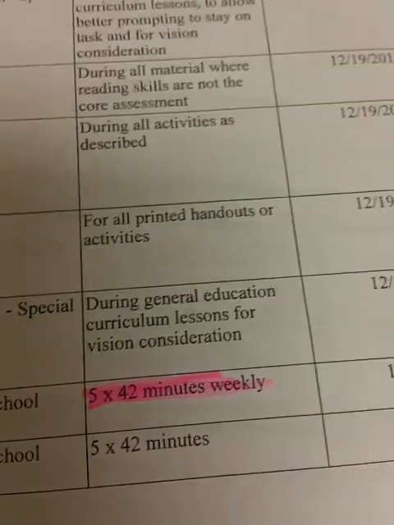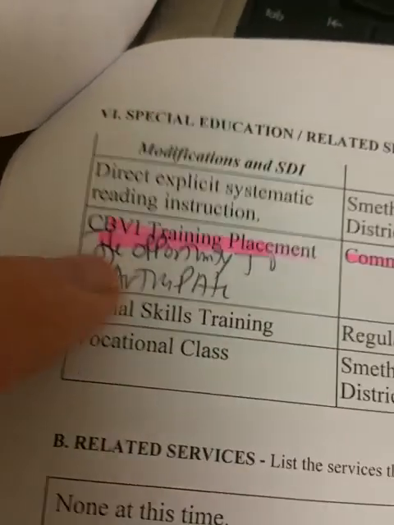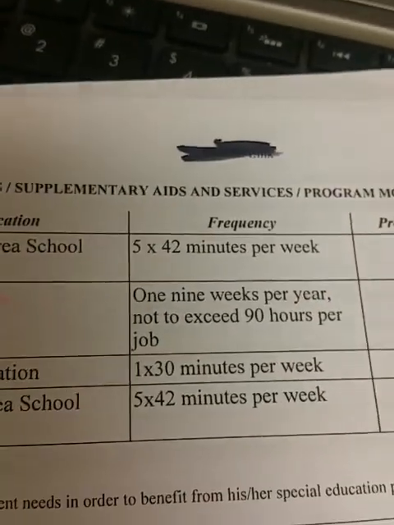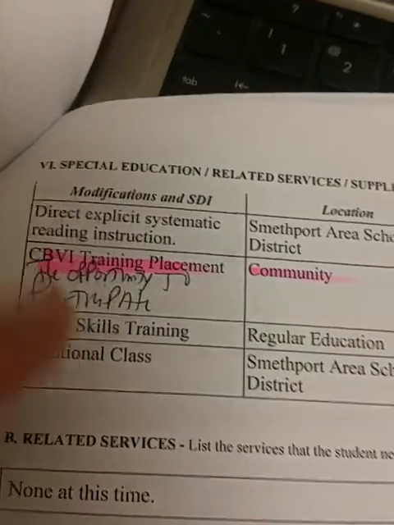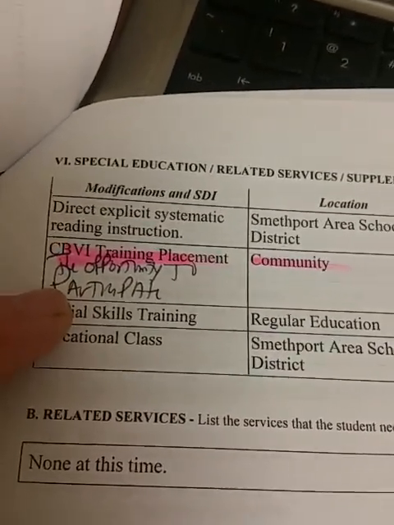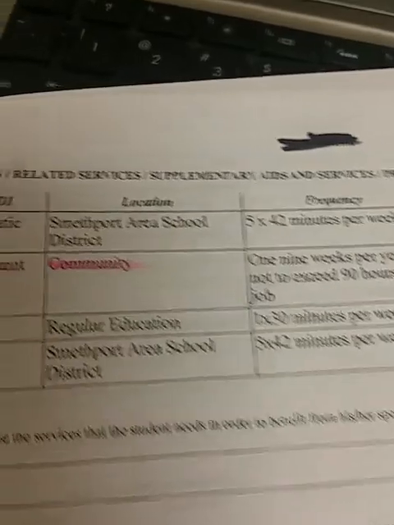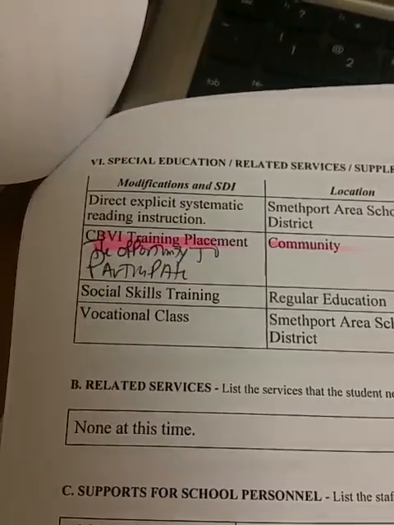Our class periods were 42 minutes. Also take note, this should say the opportunity to participate in the CBVI training placement in the community, 9 weeks per year, not to exceed 90 hours. The community-based CBI training would be different than this, but I provided you with the grid so you know what to put in there.